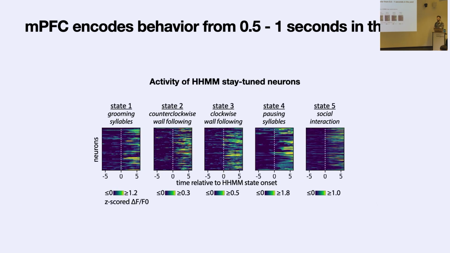You can also see this at the level of the higher order behavior states. These heat maps show the average activity in each neuron aligned to all the initiation points for each of these states. And what I hope is clear is that in general, these neurons are turning on after the state has already started, with different degrees of delay. But in almost no case do we see that the neuron turns on before the state.